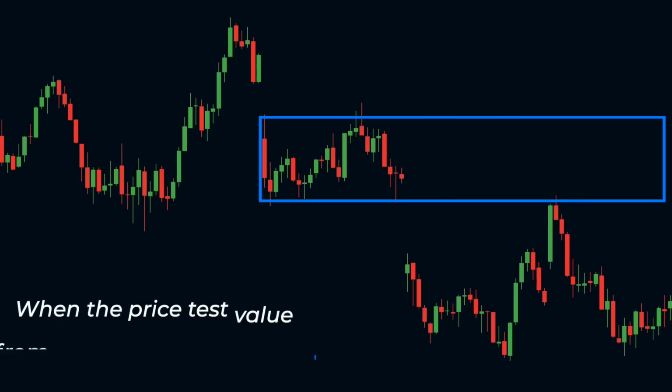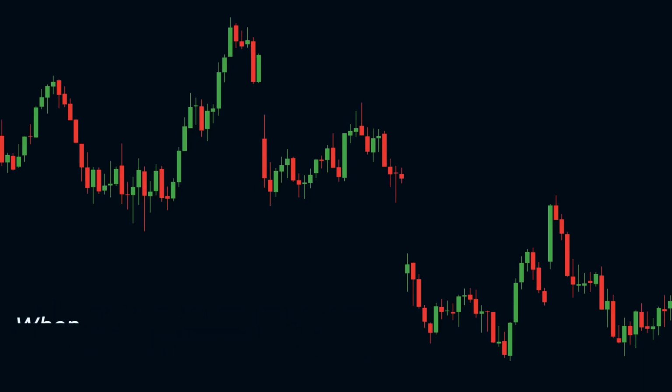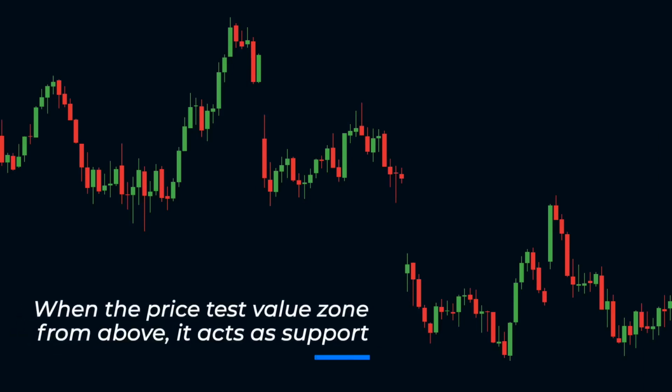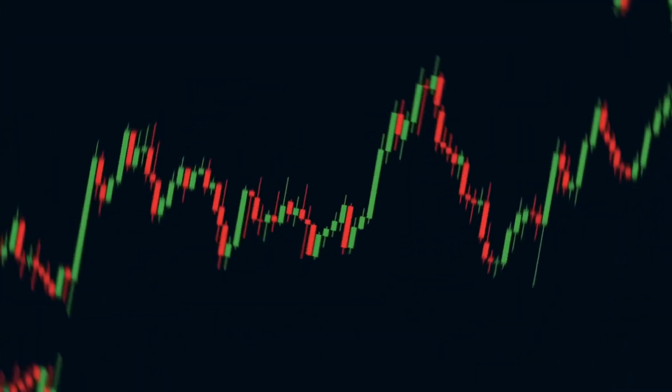So, we can say that when the price tests the value zone from below, the value zone will act as a resistance. On the other hand, if the price tests the value zone from above, it will act as a support. Here is an example.